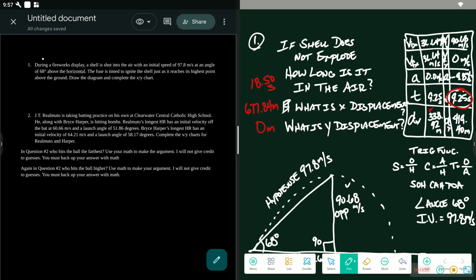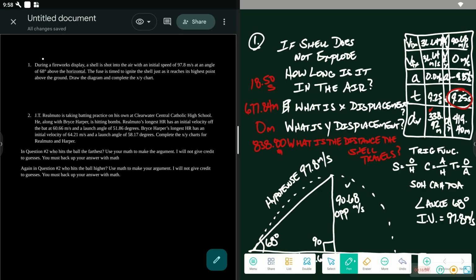What's the distance? So you could ask another follow-up question. What is the distance the shell travels? Because it's distance, and distance is always positive, you can just double it. It's 419.4 times 2. So in that case, it's 838.80 meters.